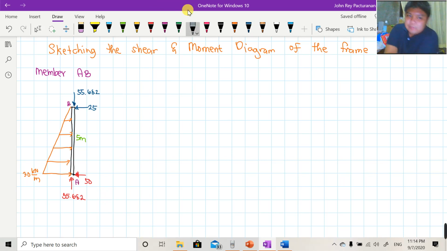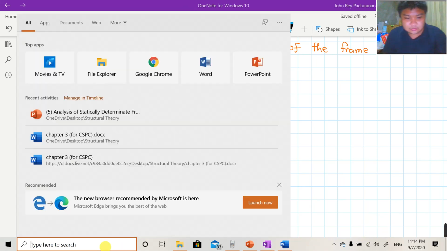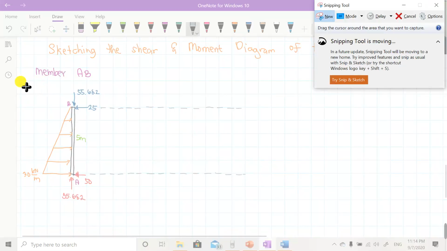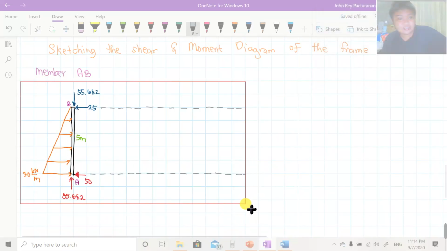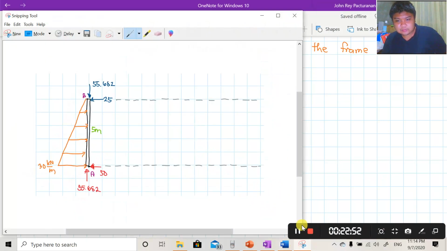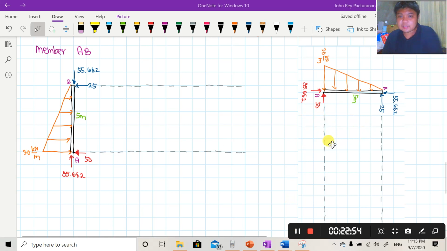So, alam niyo naman na yung technique paano mag-sketch ng shear and moment diagram, class, kapag mga ganito na nakatayo. So, ang best way dito is pahigain mo nga siya kasi alam mo na mas madali nang i-drawing yung shear and moment diagram, class, kapag nakahiga siya, right? So, therefore, snipping tool ko muna to. Tapos, i-copy na lang natin yung madodrawing natin mamaya. Okay, so snip lang. Wait lang. So, ito na, class. Na-copy ko na siya.